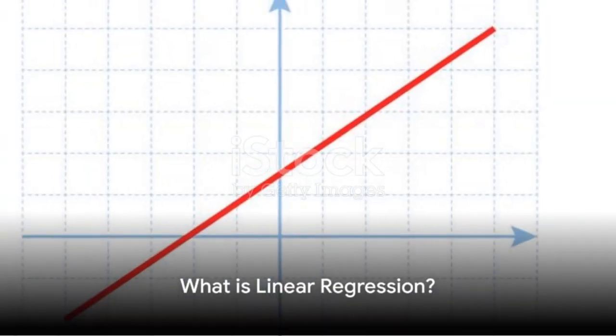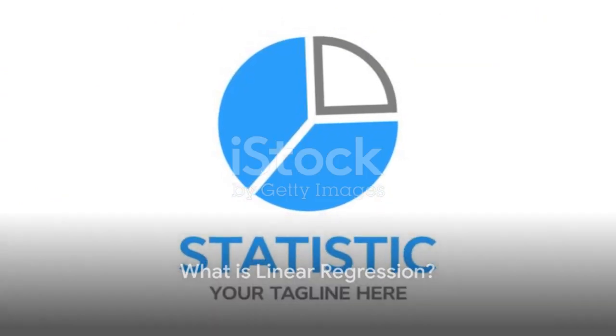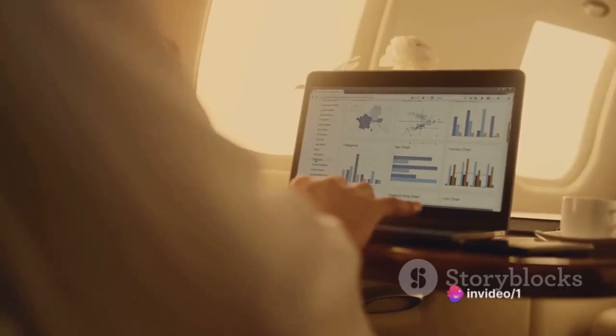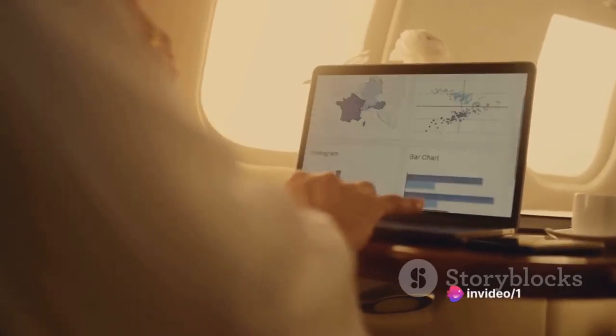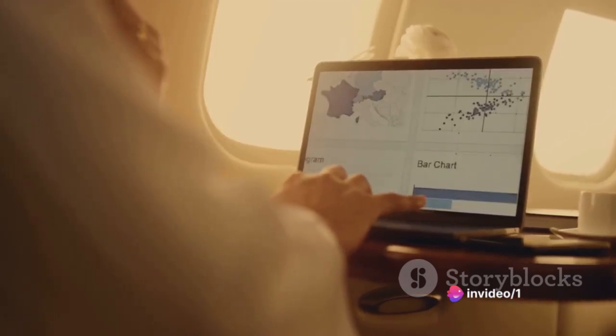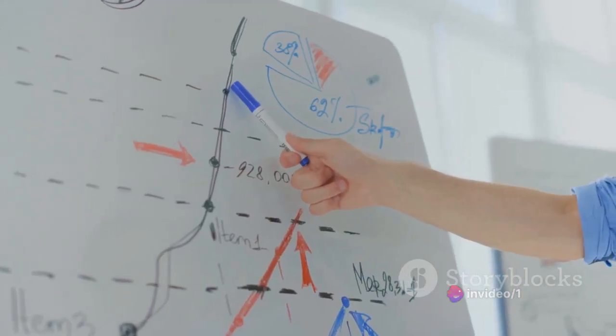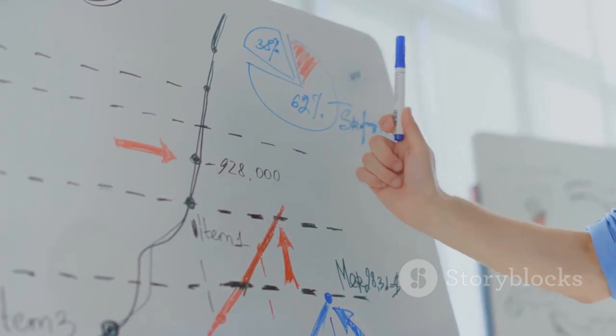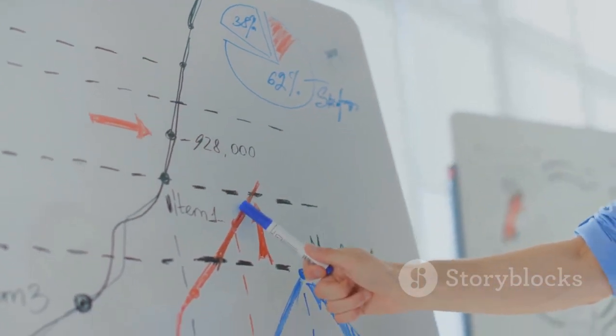So, what exactly is linear regression? Simply put, it's a statistical method that allows us to summarize and study relationships between two continuous variables. One variable, known as the predictor or independent variable, is the one we think might be influencing the other, which we call the response or dependent variable.